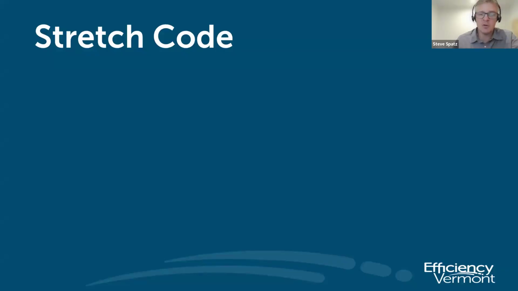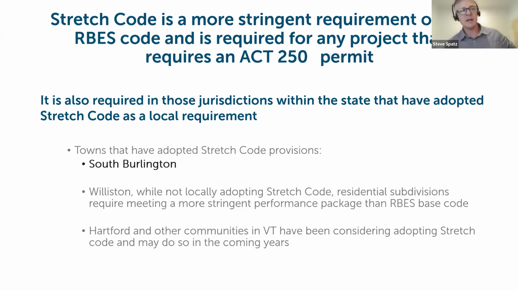Stretch code, just to note, comes into play if a project is under the requirements and jurisdiction of an Act 250 permit. So if you're in a development situation, that Act 250 is a part of the permitting for that development. That increases the compliance requirement for any of the properties, any of the buildings that would be built underneath that permit and underneath that development. So it does increase the performance specification from base code to the stretch side of things.